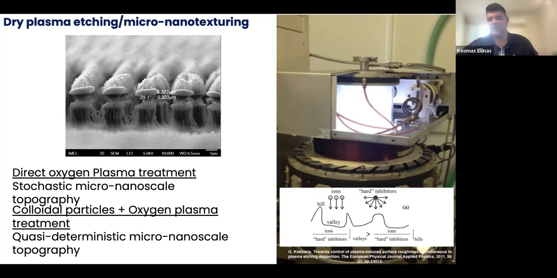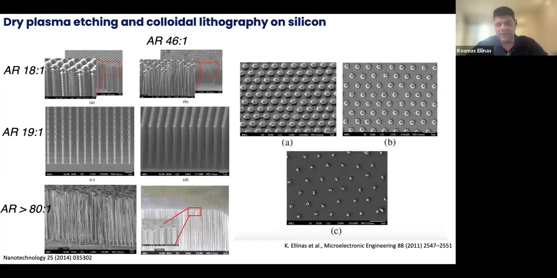So this is the result of a dry plasma, a dry etching technique on a surface which was covered with some specific colloidal particles. The same would happen if instead of particles we used dots or other patterns on a photoresist. And if we go to silicon, to another substrate, again, you can see by tuning the plasma conditions, we can have really high pillars with aspect ratios larger than 80:1.